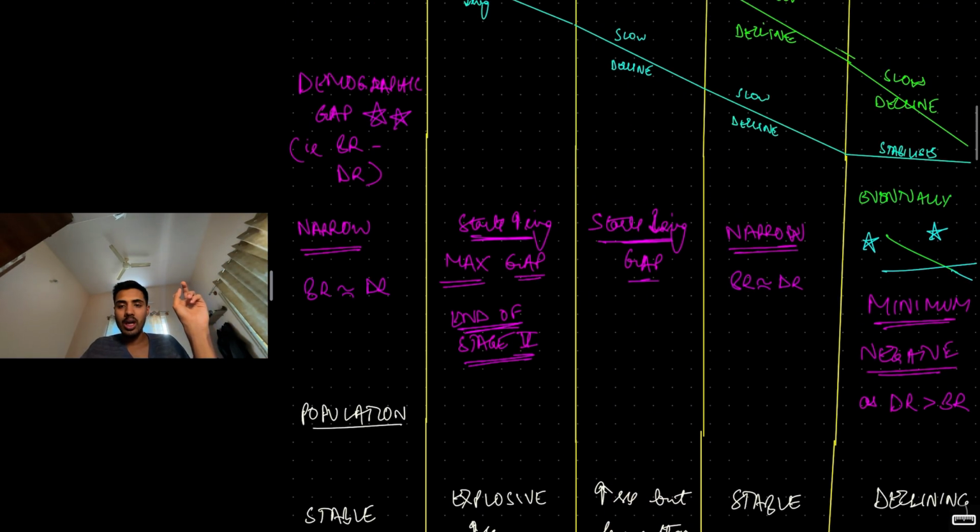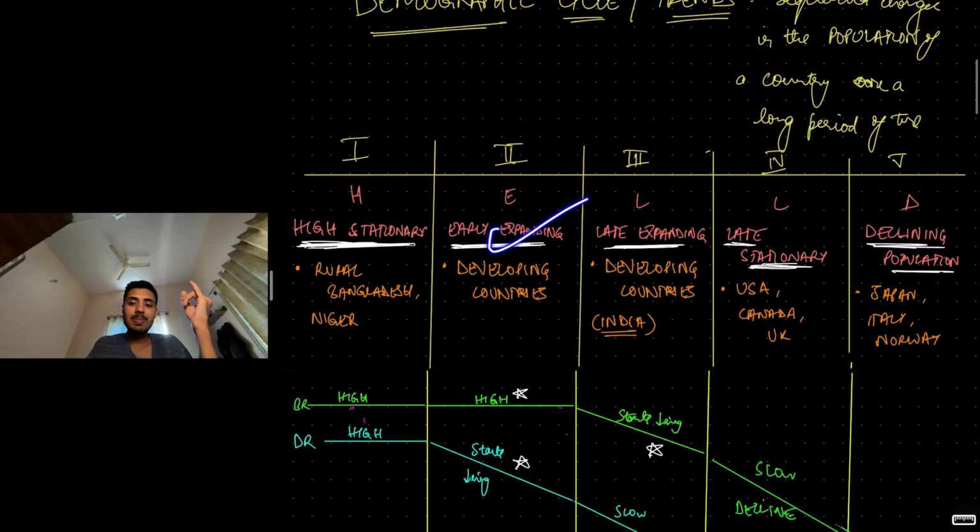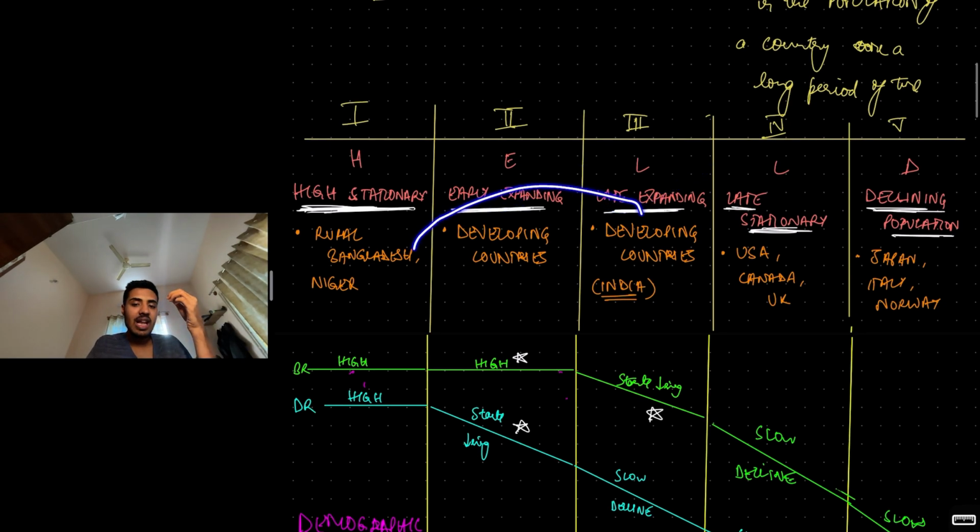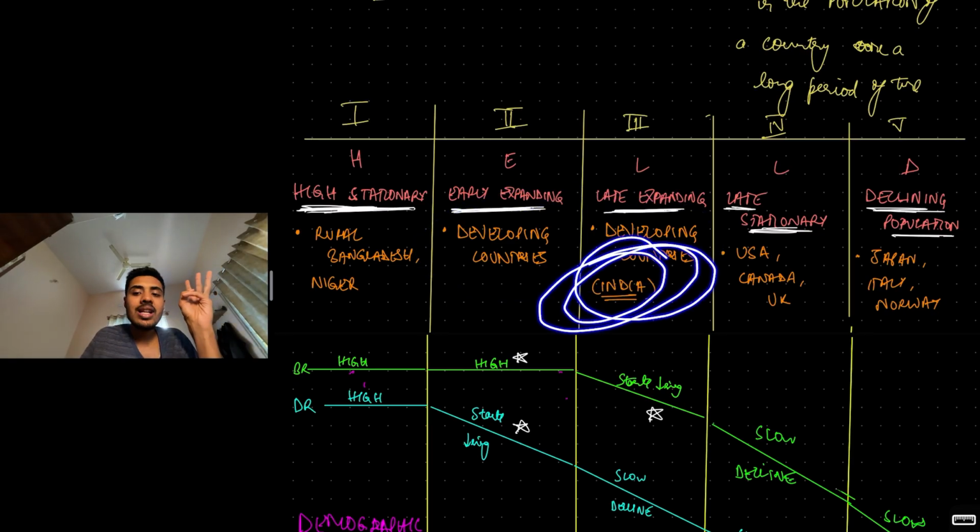Okay. Now stage 2 and 3, that is early expanding and late expanding, are both seen in developing countries. India is currently in late expanding, that is stage 3.